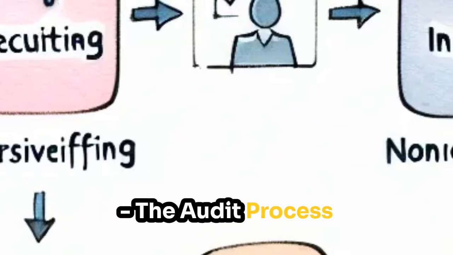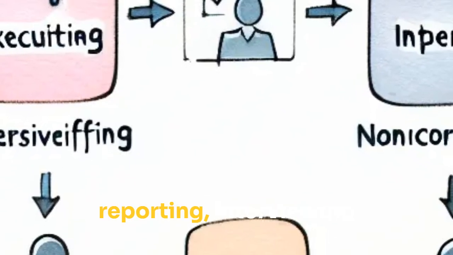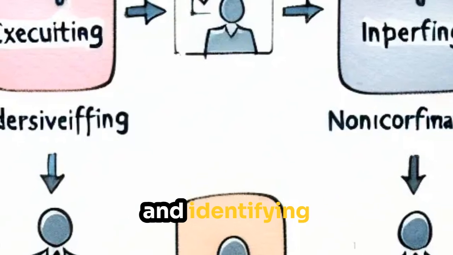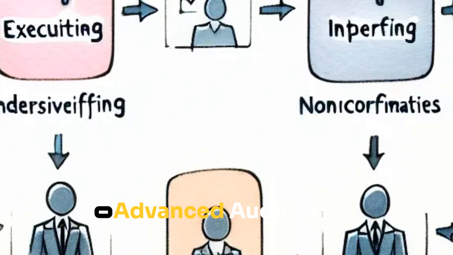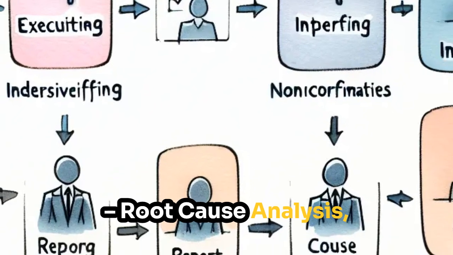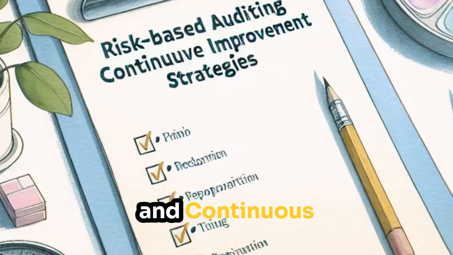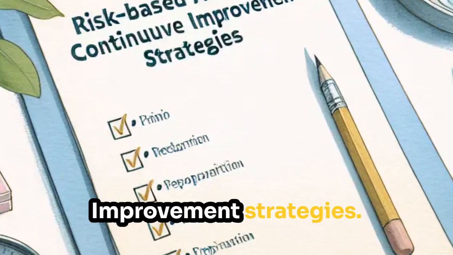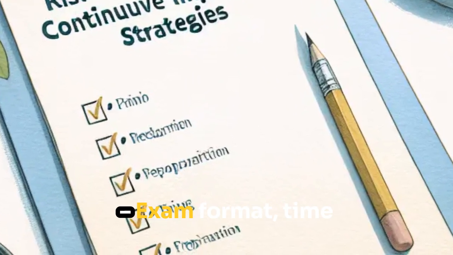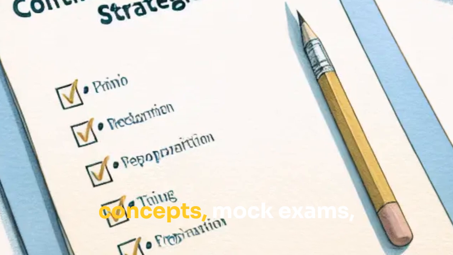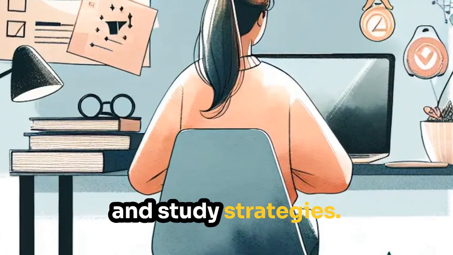The audit process: planning, execution, reporting, interviewing techniques, and identifying nonconformities. Advanced audit skills: root cause analysis, risk-based auditing, and continuous improvement strategies. CQA exam preparation: exam format, time management, key concepts, mock exams, and study strategies.